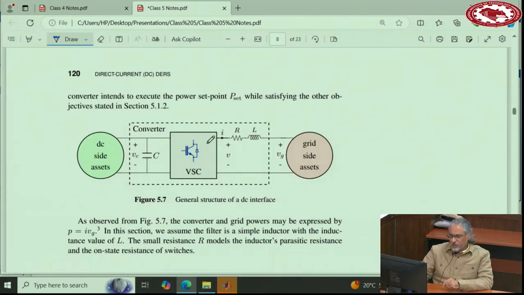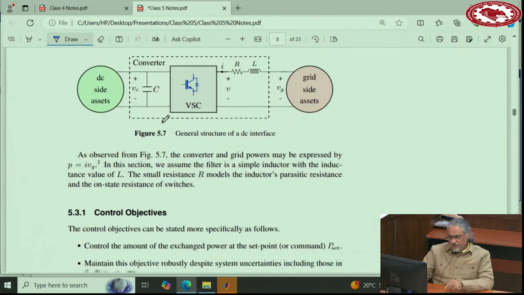Okay, so let's start with this single stage here. We want to control the power. Again, to simplify, let's say the power is flowing from this side to this side, but it doesn't really matter if it's flowing the other way. You may consider that as negative, no problem. So that's the power. We want to control how much power flows from this side to this side, or this side to this side, right?